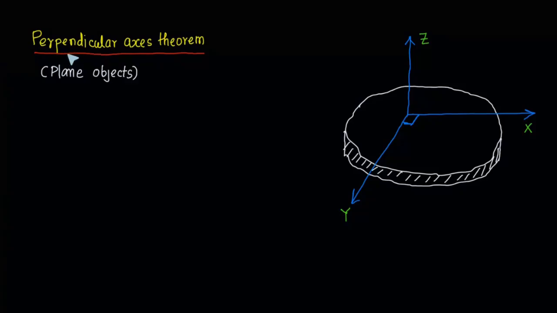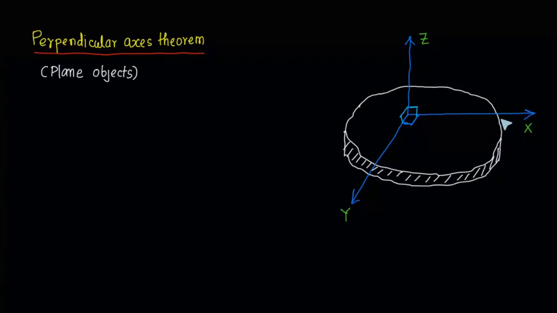So the perpendicular axis theorem is only valid, only applicable for this kind of body, which is a laminar body, because these two axes have to be in the plane of the body, right? And the third one is going to be perpendicular to the plane. So all these three are mutually perpendicular to each other. The angle between z and x is also 90 degrees, and the angle between y and z is also 90 degrees. All these three are mutually perpendicular to each other. So this is a special case of the perpendicular axis theorem.